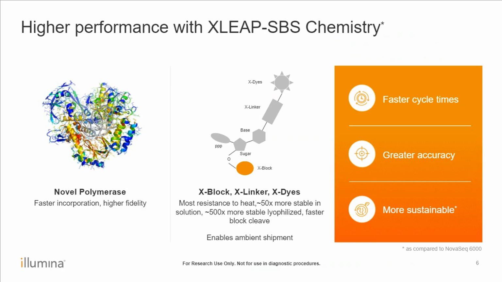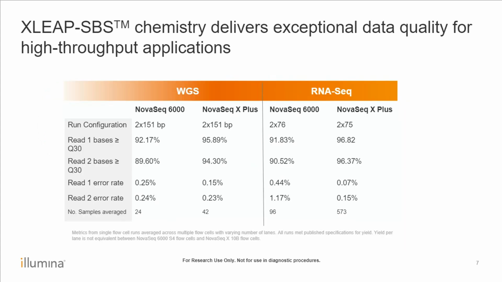XLEAP SBS chemistry on the NovaSeq X series is built on a backbone of a novel polymerase, as well as new X-block, X-linker, and X-dyes. It generates high-quality data faster and more sustainably than ever. With our XLEAP SBS chemistry, we are observing high-quality sequencing metrics with improvements in read-to quality as well as lower error rates across multiple library types compared to the NovaSeq 6000.